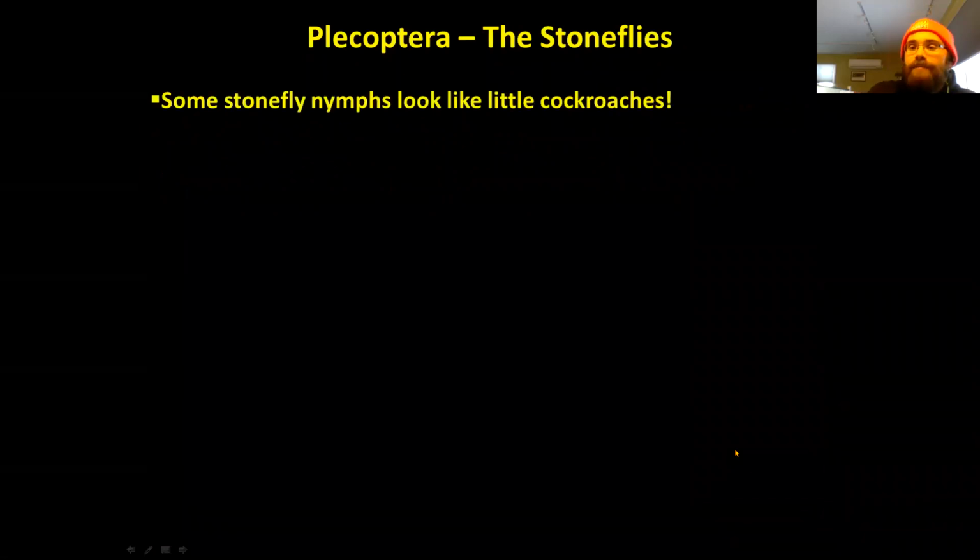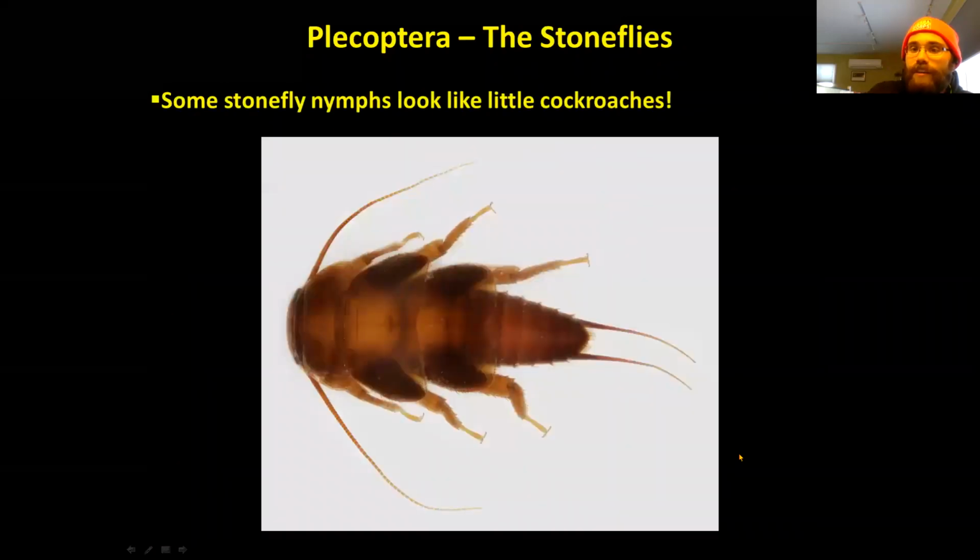Some stonefly nymphs look like little cockroaches that are roaming around in the stream. So you can see here completely different looking wing pads compared to the last one that we were just looking at, where they're thicker and bulkier in shape and really give this stonefly a sort of cockroach appearance.